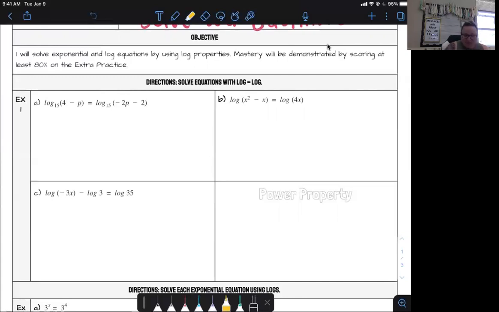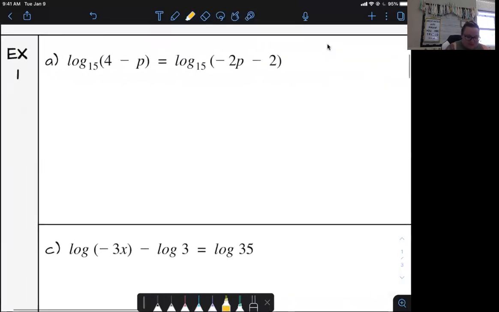So there's a couple different scenarios that we're going to have. And one of those scenarios when we solve log equations is you're going to see equations where you have a log equal to a log. So as you can see, I have log base 15 is equal to log base 15. There's things in this log, of course. I have log base 15 of 4 minus p. It's equal to log base 15 of negative 2p minus 2.